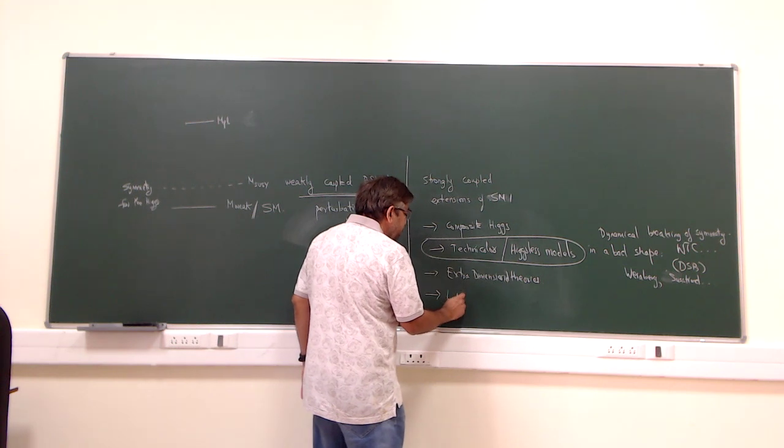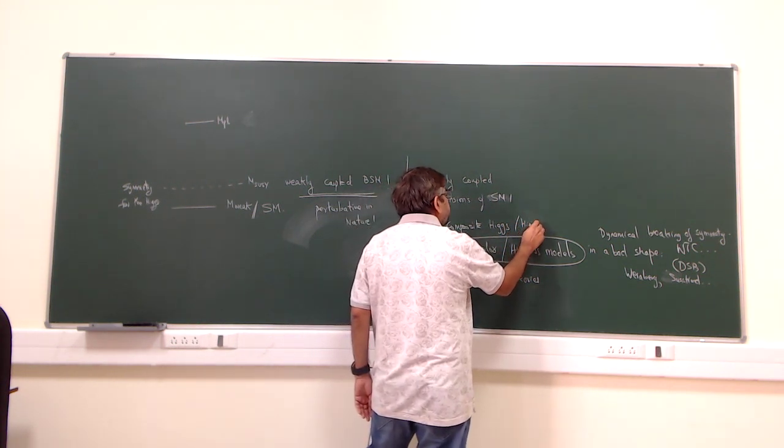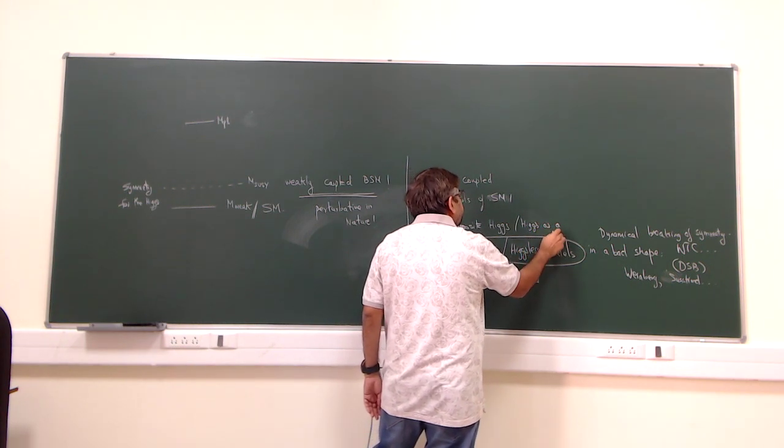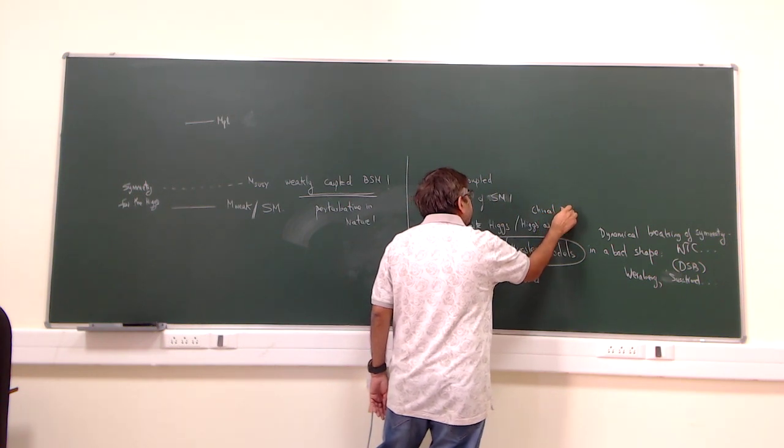Then there are something called the little Higgs models. Pion so essentially has chiral dynamics.